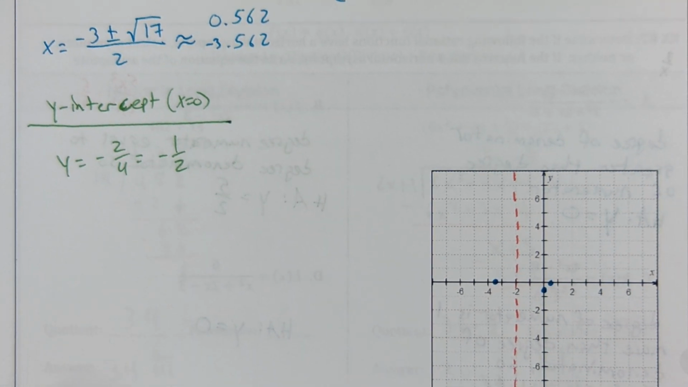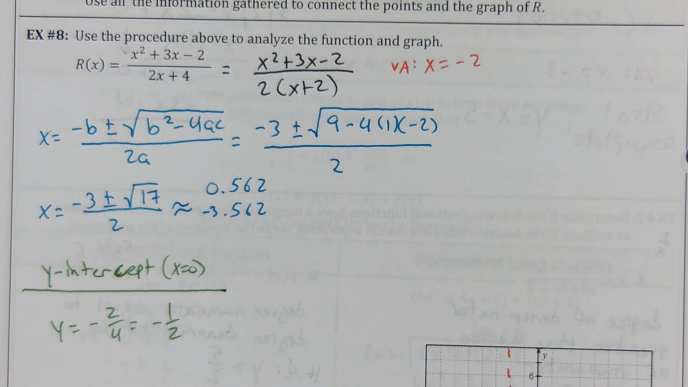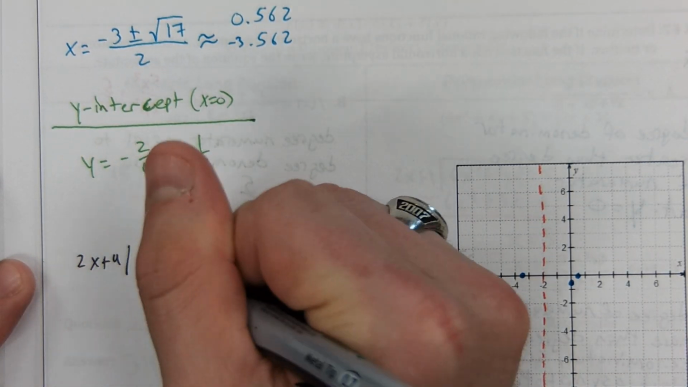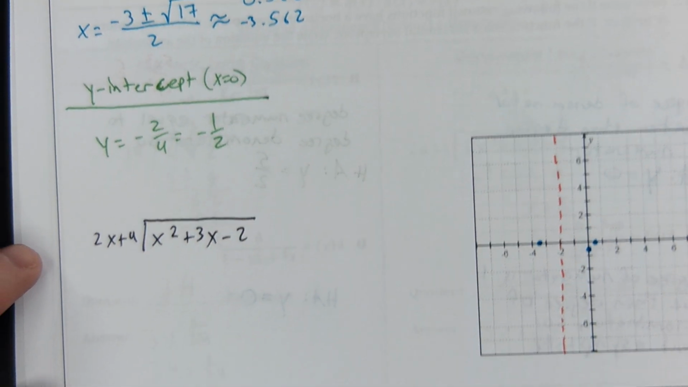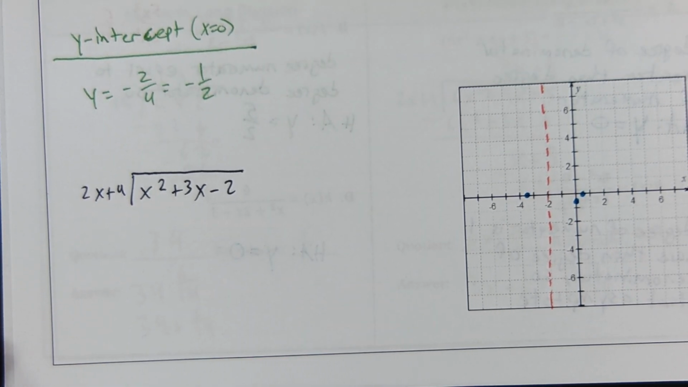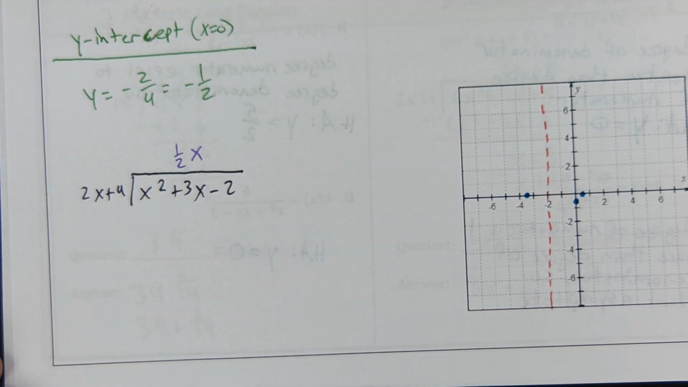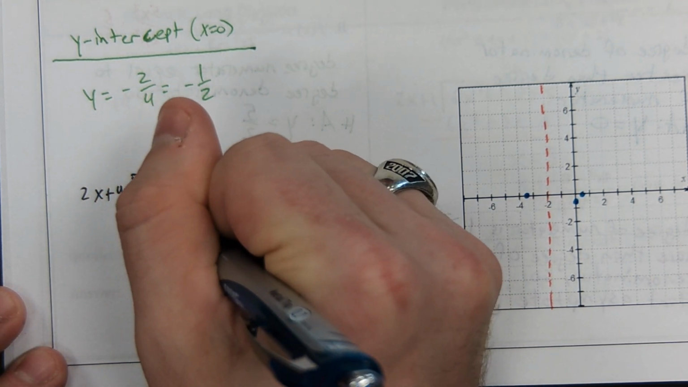All that's left now is the slant asymptote. We're going to do some long division here. We are trying to make a 2x become an x squared. What are we going to multiply by? 1/2 x. Now you distribute that 1/2 x, and what you get is x squared plus 2x.